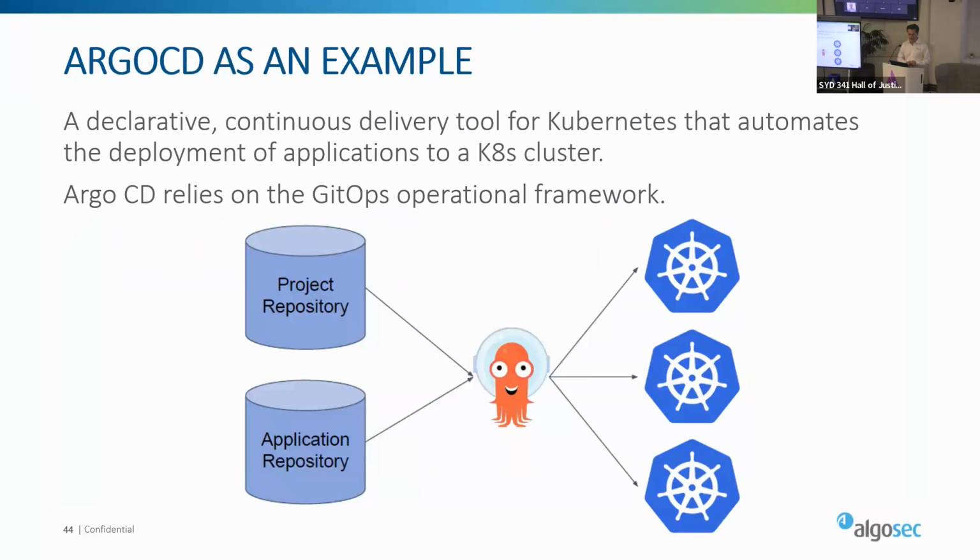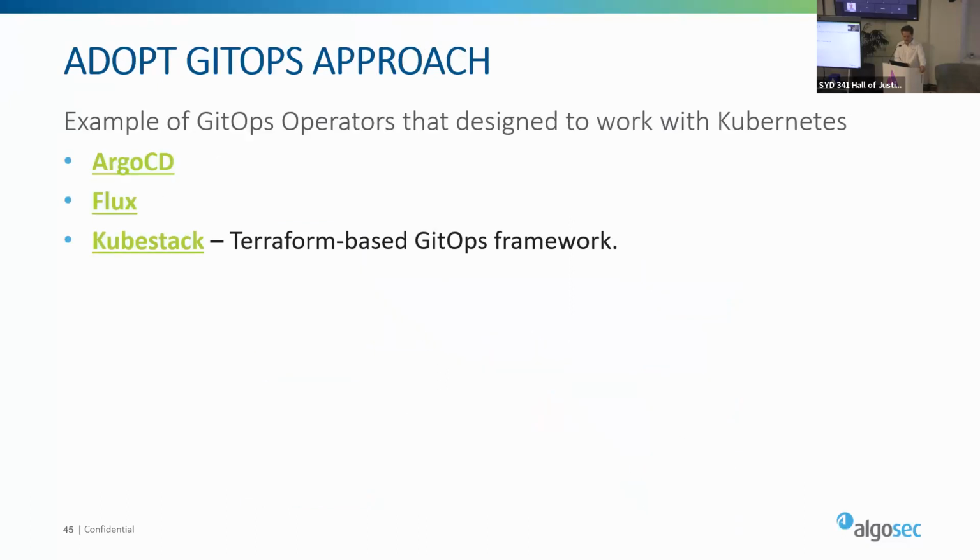An example of a popular tool in GitOps is Argo CD. Argo CD is exactly what I mentioned: a declarative continuous delivery tool for Kubernetes, and it automates deployments of applications to the cluster. It relies on the GitOps operational framework, so the project repository and application repository are used by the autonomous agent to deploy into the cluster. Other popular tools are Flux and KubeStack. KubeStack is extended as well, on Terraform-based files.